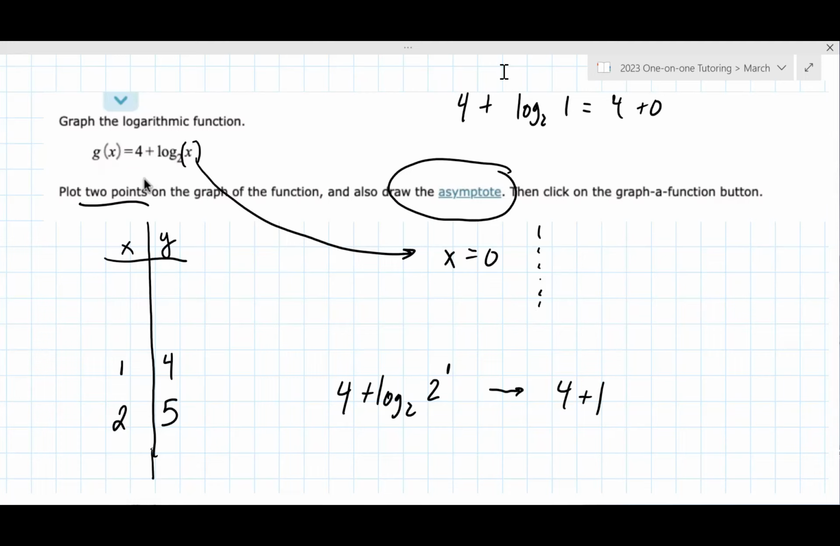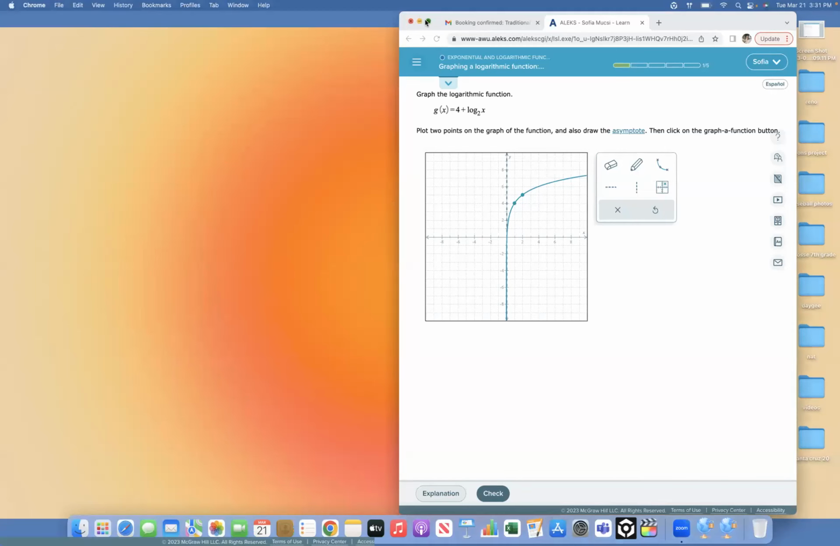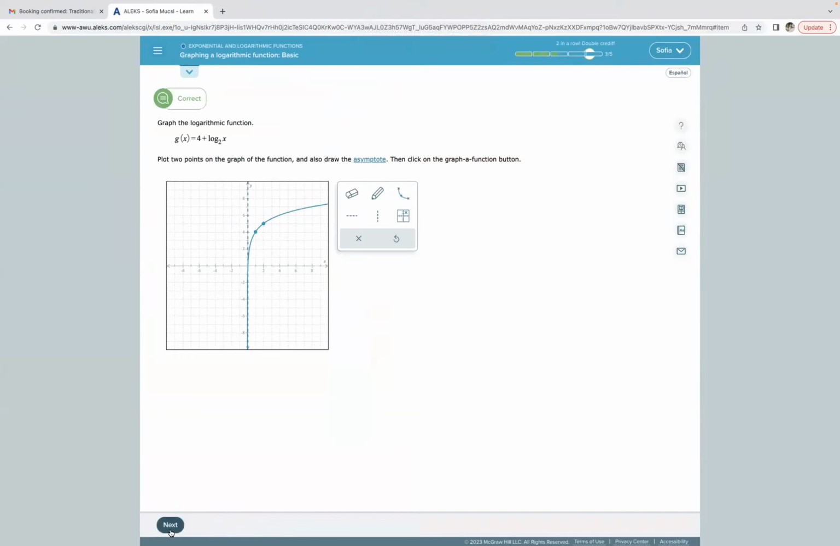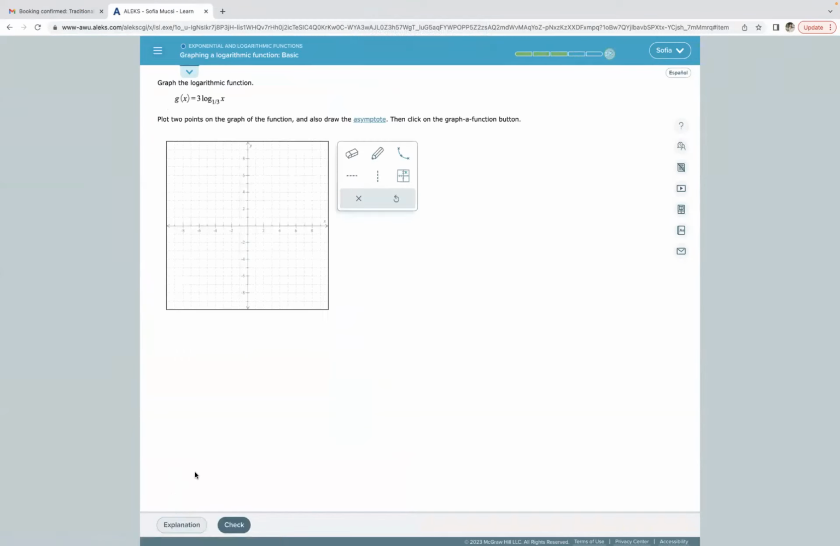Okay, I'll just share my screen just to make sure it looks like this. Yeah, that looks good. Okay, I wonder if this one will be different. Oh, could you also do this one? Sure. Yep.